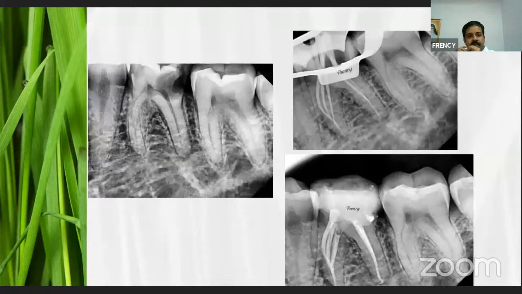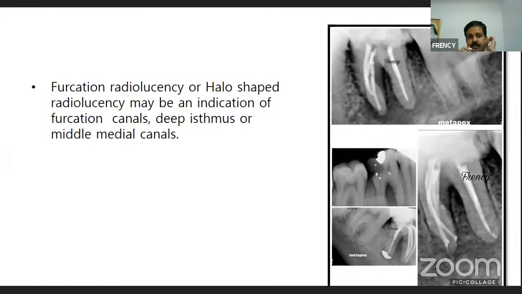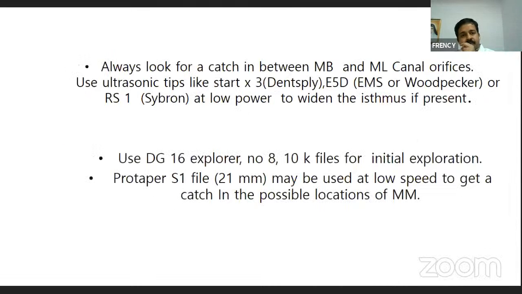If you are seeing a furcation radiolucency or halo-shaped radiolucency, it may be an indication of a furcation canal, deep isthmus or middle mesial canal. Even if it is not a root canal treated tooth, although it may mimic a vertical root fracture, you can suspect this also. That is, furcation canals, isthmus between the middle mesial canals. These are some of the tips that will help to locate the additional canals.